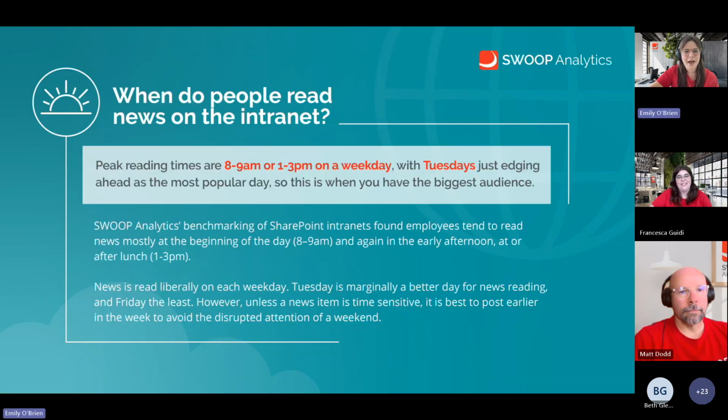Our next lot of insights are looking at when people read the intranet. The insight that came from our benchmarking was that peak reading times are between 8 to 9 a.m. or 1 till 3 p.m., more likely on a weekday. Tuesday has just edged ahead of the other days of the week in terms of having the biggest audience.